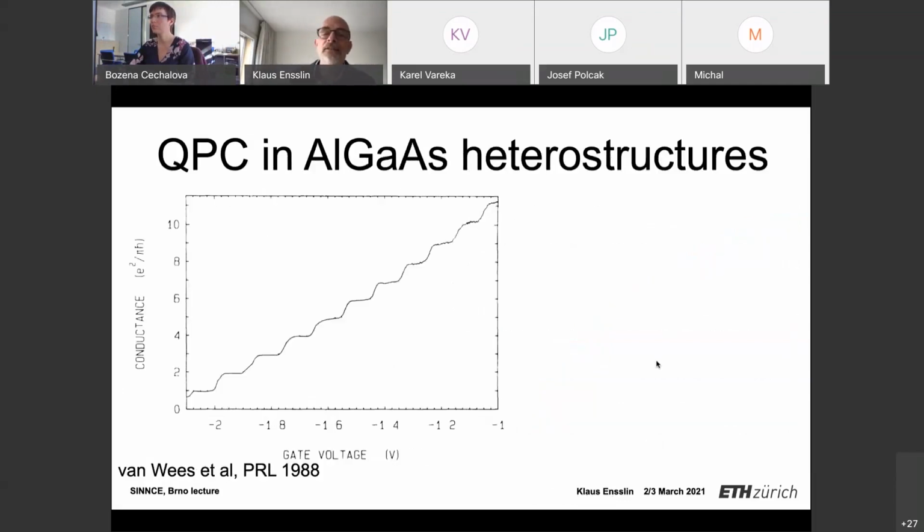Okay, now let me quickly go back 30 years when this was discovered in gallium arsenide. So you see here conductance as a function of gate voltage. This was a paper by Bart van Wees. It was, I think, his PhD thesis. And you see very nicely the plateaus as they show up in units of 2e²/h. I think this is textbook material today.